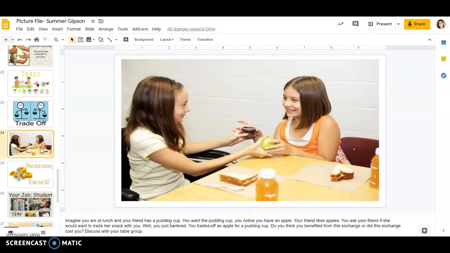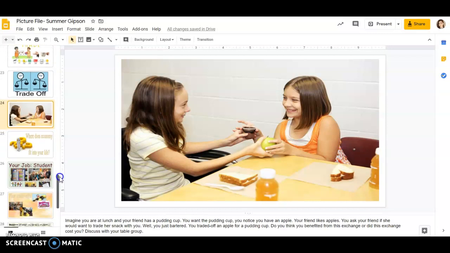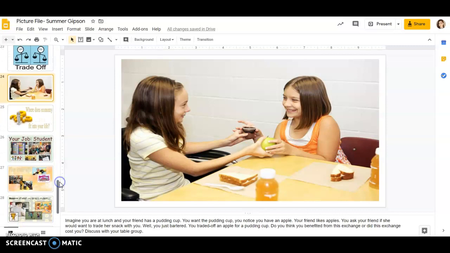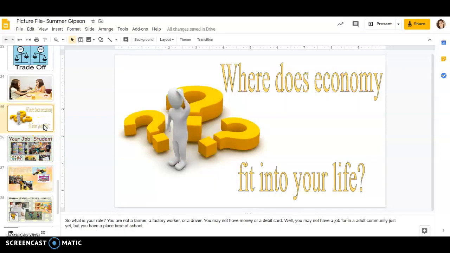And then I give the kids a scenario, you want the chocolate pudding and you give your friend an apple. What are the trade-offs? Because maybe you really needed that apple, but now you're eating a pudding cup, or maybe your friend really wants her pudding cup and you just took that and gave her an apple and you kind of played her. So we're talking about the cost, the benefits, and all that kind of stuff that could go on with this interaction. And then we talk about, where does the economy fit in your life?